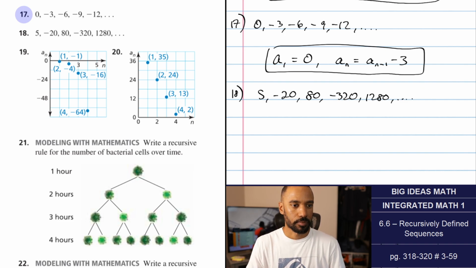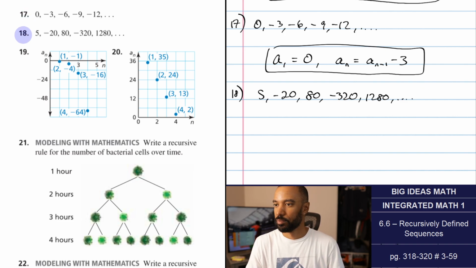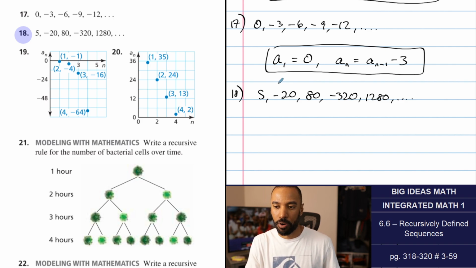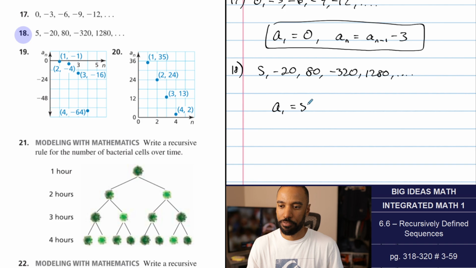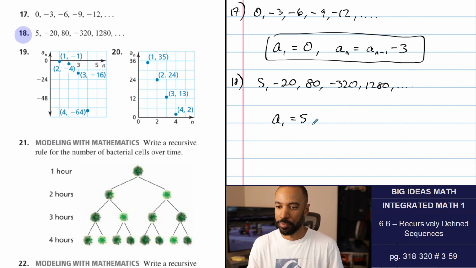Okay. Number 18, we're multiplying by -4. You can tell by the sign change on that one. So the first term is 5, but then you multiply by -4 to get the next term. So -4 times the previous term, like that.